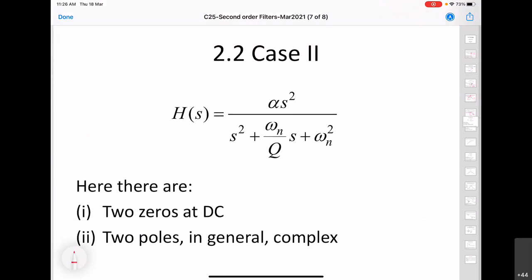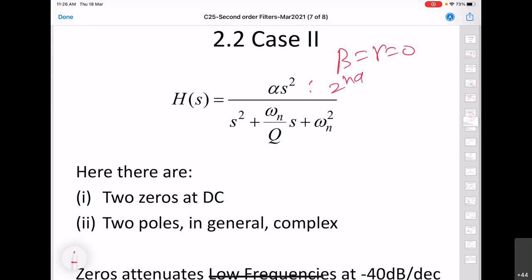Now we consider the case 2, where we have taken beta is equal to gamma is equal to 0, so that the numerator is second order. In fact, only the second order term is there, and the denominator remains as usual. So here you can see that since the numerator is s square, there are two zeros at the DC, right? So that means at low frequency, we will have a Bode plot which will increase, and in this case at the rate of plus 40 dB per decade.